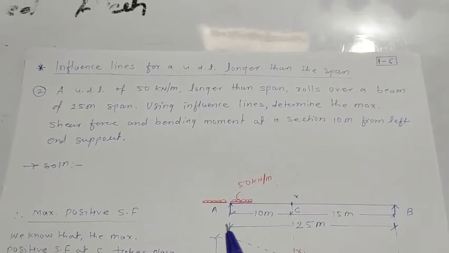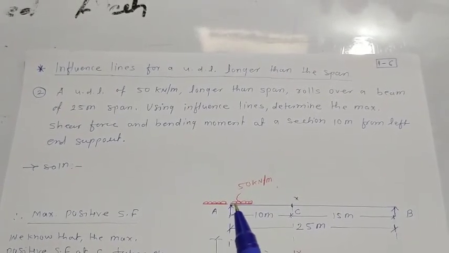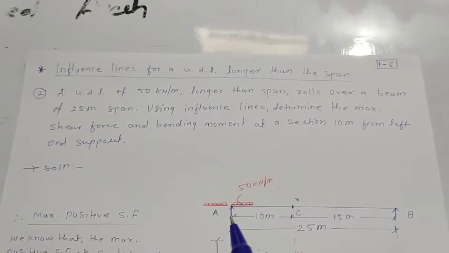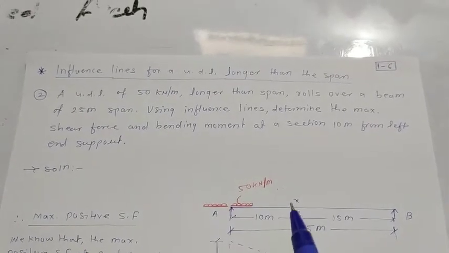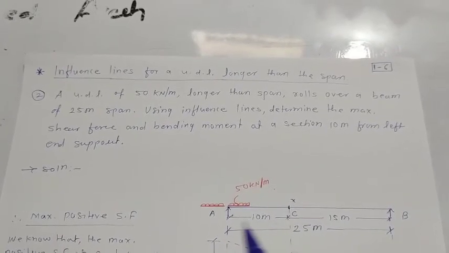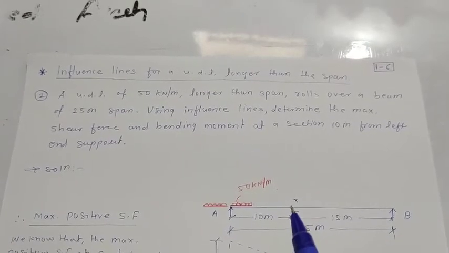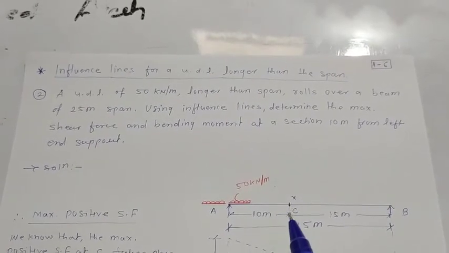Simply supported beam having span of 25-meter. We have to find out the shear force and bending moment at a section of 10-meter, which is 10-meter away from the left end support. We have to find out the bending moment and shear force at this section, let's say section C.